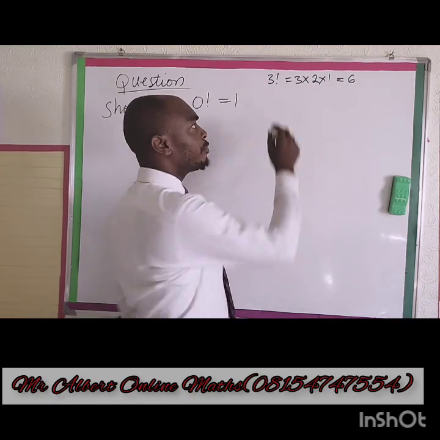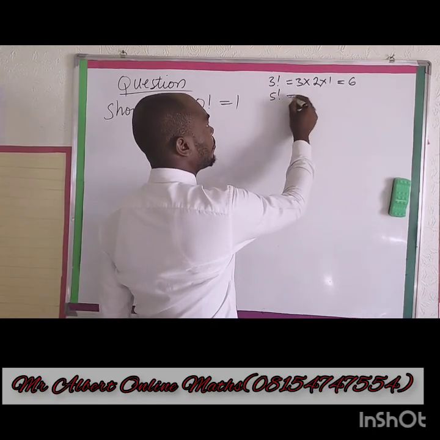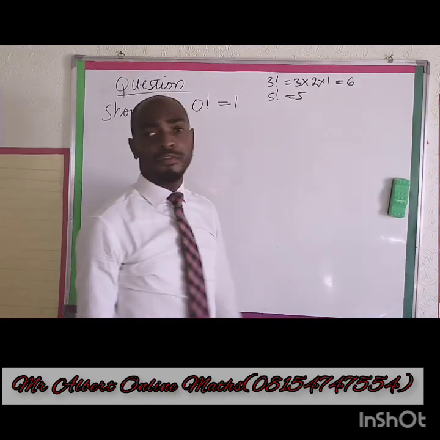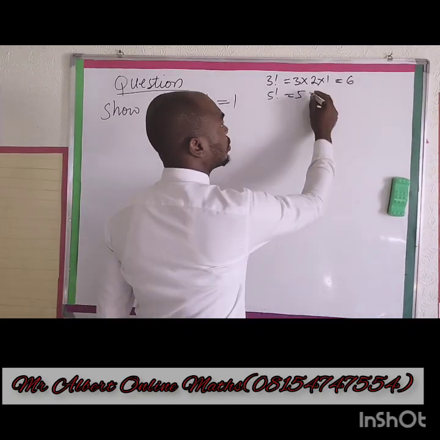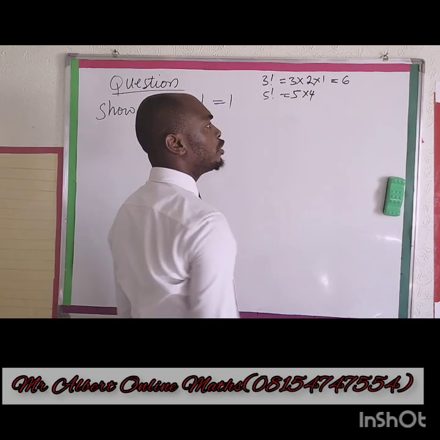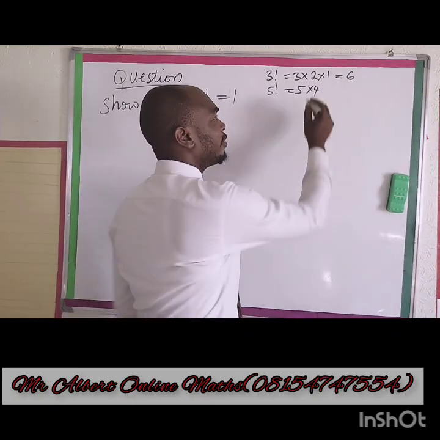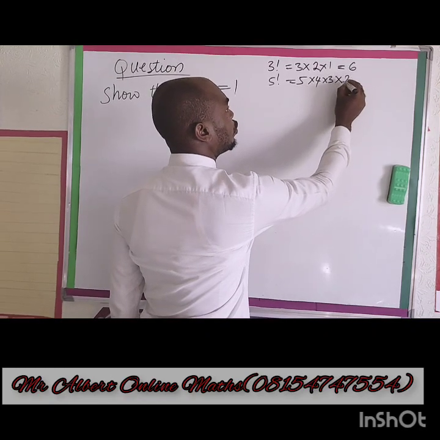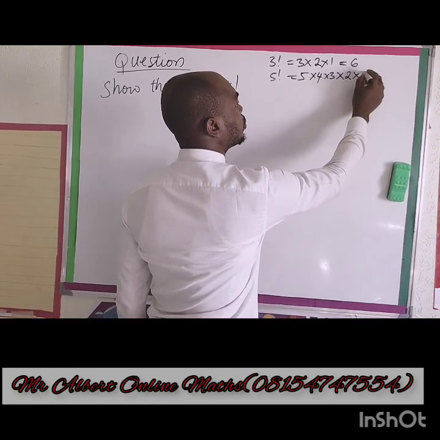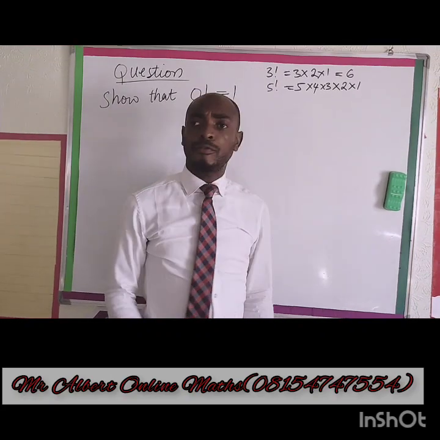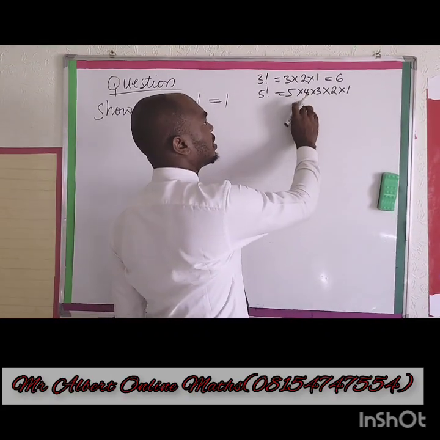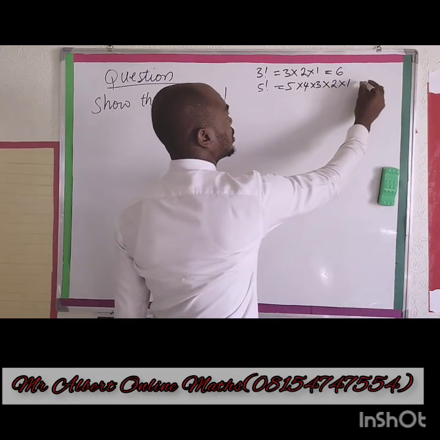If you have 5 factorial, 5 factorial is the same thing as 5 times, if you reduce 5 by 1, it's going to give you 4. If you reduce 4 by 1, it's going to give you 3. Reduce 3 by 1, it's going to give you 2. And reduce 2 by 1, it's going to give you 1. Once you have 1, that is the final answer. You can get the product. This is 20, 60, 120, and you have 120.